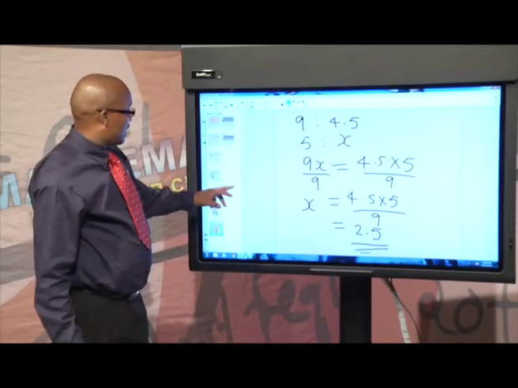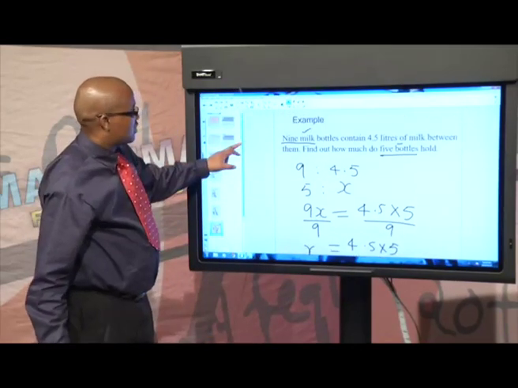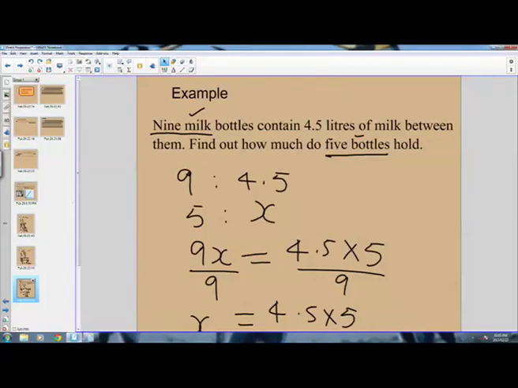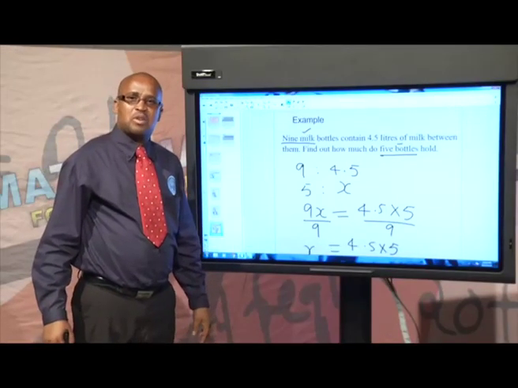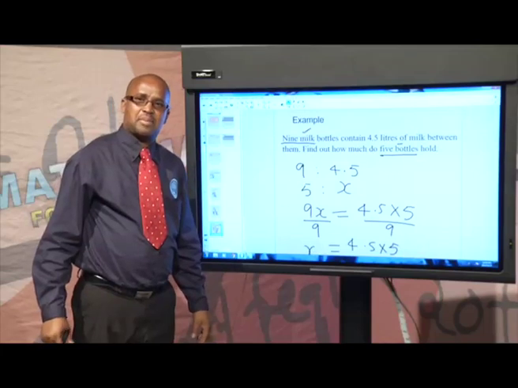Now, let us check what the question said. The question says we are to find out how much 5 bottles will contain. Now we can see that we reduced the number of bottles, and because we reduced the number of bottles, we expected the number of liters also to reduce, which is 2.5 in this case, and it's very correct. Let us go for a short break. When we come back, we'll continue with our lesson.